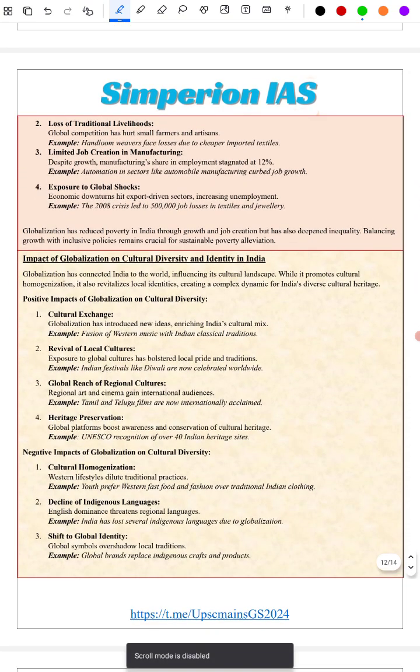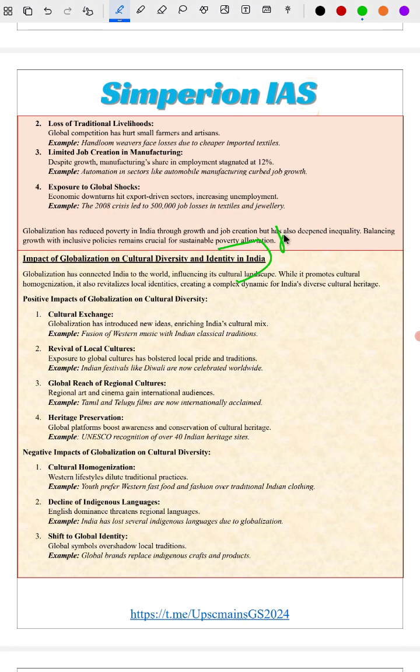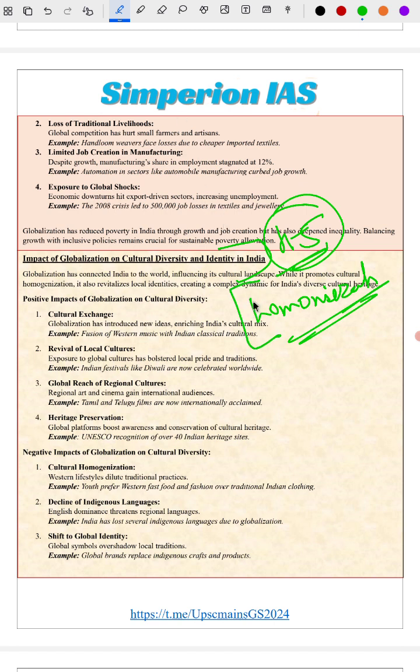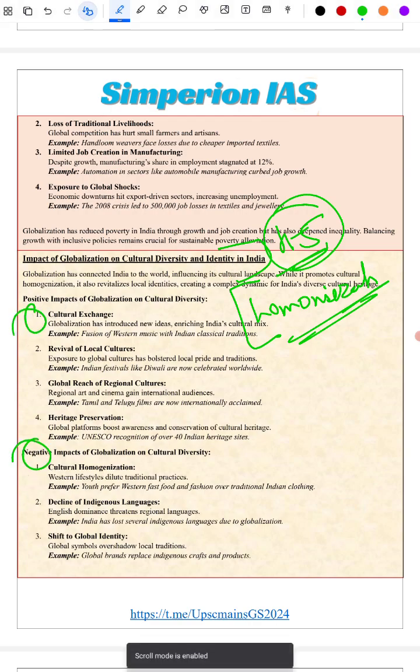Up next, we have taken impact of globalization on cultural diversity and identity. This is one of the questions asked I think 4 to 5 times, and it is asked in many ways. The globalization leads to homogenization, I think. That is singular culture, world over singular culture. The diversity will be under threat. So that is impact of globalization on cultural diversity and identity in India. We have taken the 4 positives and 4 negatives.